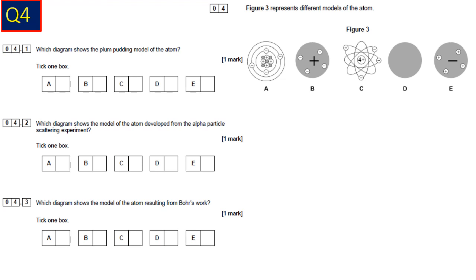So this question is looking at different models of the atom. So we're linking this to C1. Which diagram shows a plum pudding model? That's going to be B. We've got our positive ball with random currents of negative charge. Which diagram shows the model of the atom being developed from alpha particle scattering experiment? That's going to be C. And which diagram shows the results of Bohr's work? That's going to be A, where we have our orbital shells.